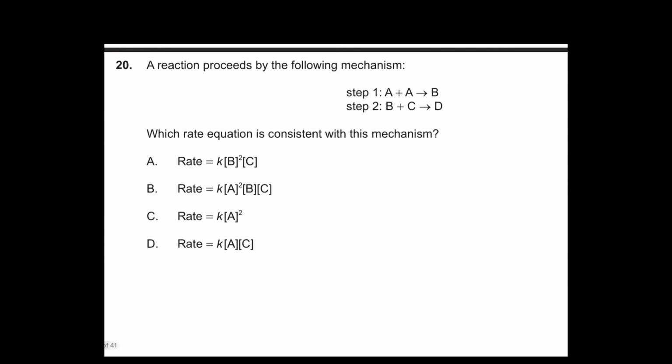On question number 20, there's also a little problem with this question. The thing is, they forgot to mention which one is the slow process and which one is the fast process. So from the options, we can say that step 1 is basically the slow step, and from the slow step, we can write the rate equation. So from the slow step, rate is k[A]^2, because you know the slowest step is basically the rate determining step. So option C will be the correct answer for question 20.